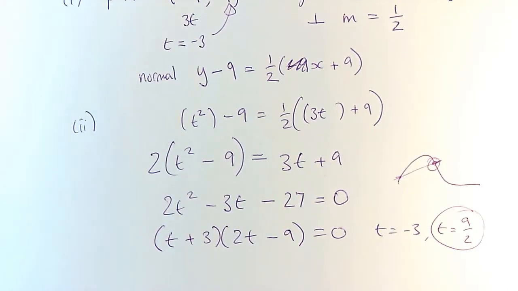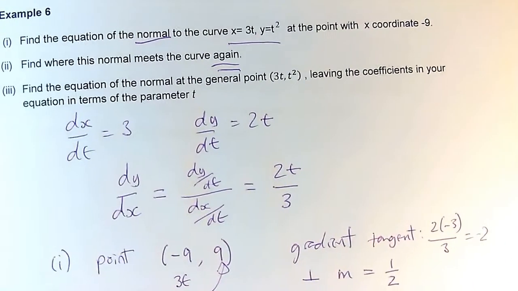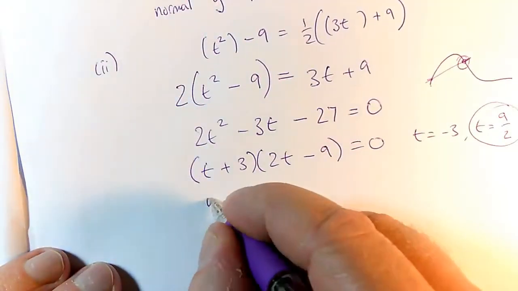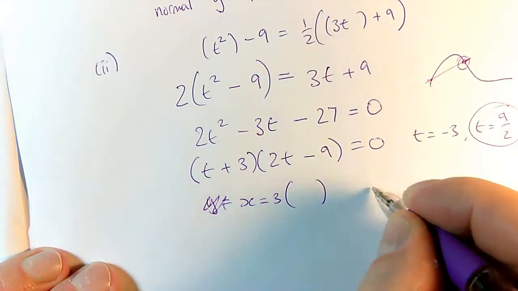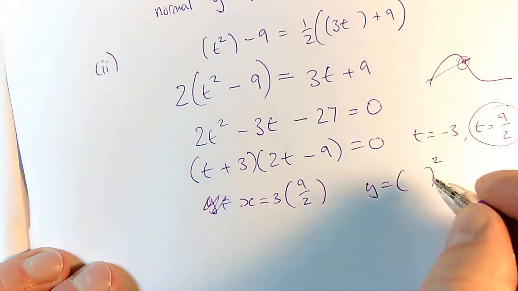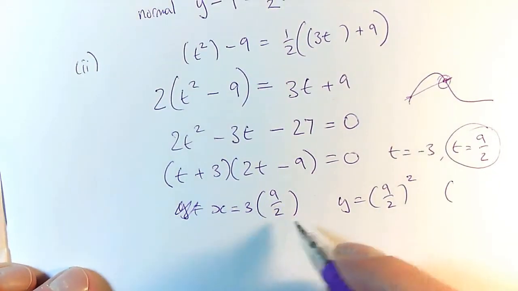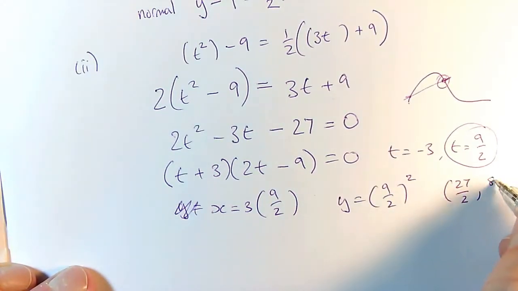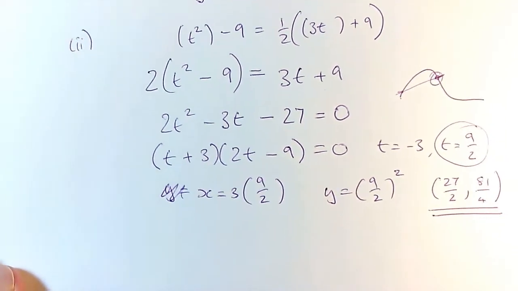Now that's not the point, that's just the t value that generates the point. So I can go all the way back to my x and y recipes. X is 3t, y is t squared. So x equals 3 times t, y equals t squared. T is 9 over 2, I now know. So x, 3 times 9 over 2 is 27 over 2, and 9 over 2 squared is 81 over 4. Okay, is my point, so I underline that, that's my answer.